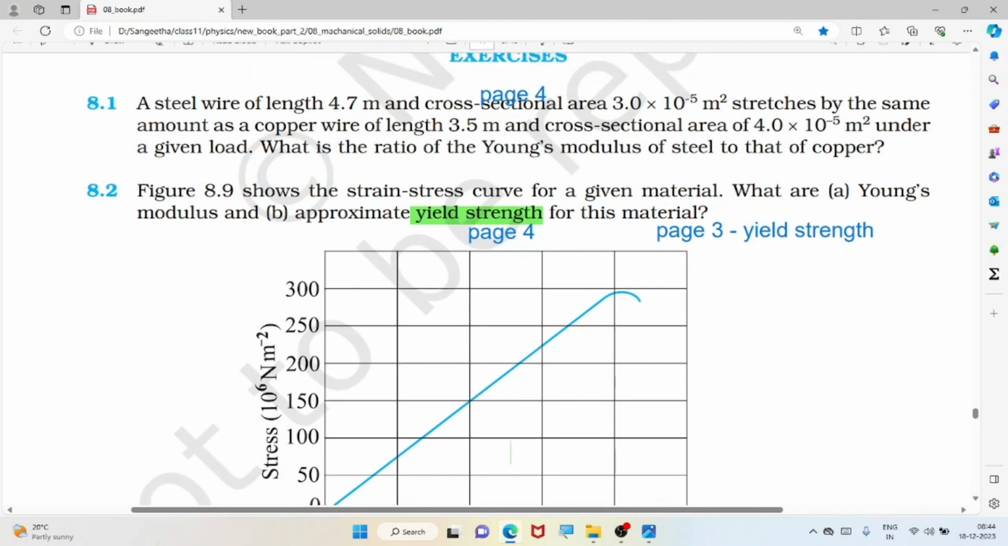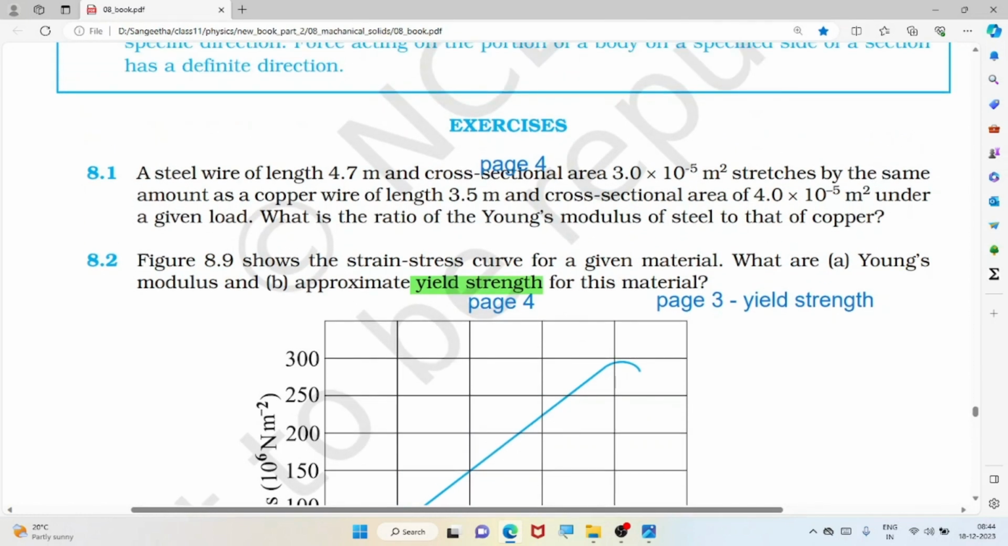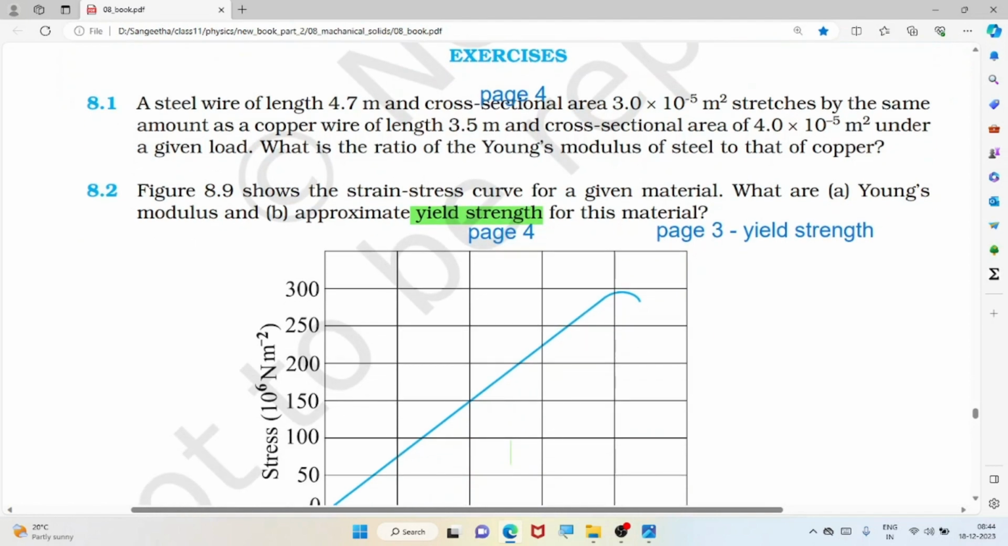A steel wire of length 4.7 meter and the cross sectional area stretches by the same amount as the copper wire of this length and cross sectional area under the given load. Okay, the load is same and stretches the same length. What is the ratio of the Young's modulus of the steel to that of the copper? Okay, the load is same, and it stretches by the same amount.